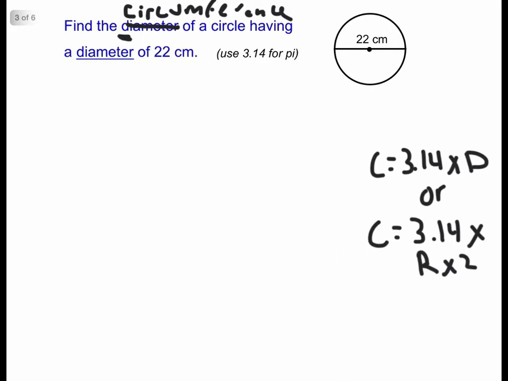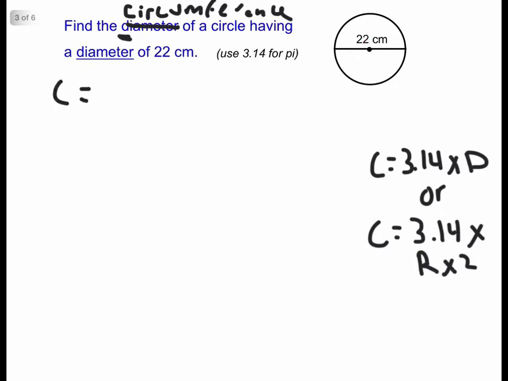So to find that, we have a formula, and I have them written here. Either one of these formulas works. If I was you, I would just get in the habit of using one or the other. Circumference, the distance around a circle, equals pi, 3.14, times diameter. Or circumference equals 3.14 times radius times 2. The reason both of these work is that radius times 2 equals our diameter, so they're the same thing. Since this one gives us our diameter, why not use the formula that just uses diameter? So we're going to take the diameter, the distance across the circle, which is 22 centimeters.